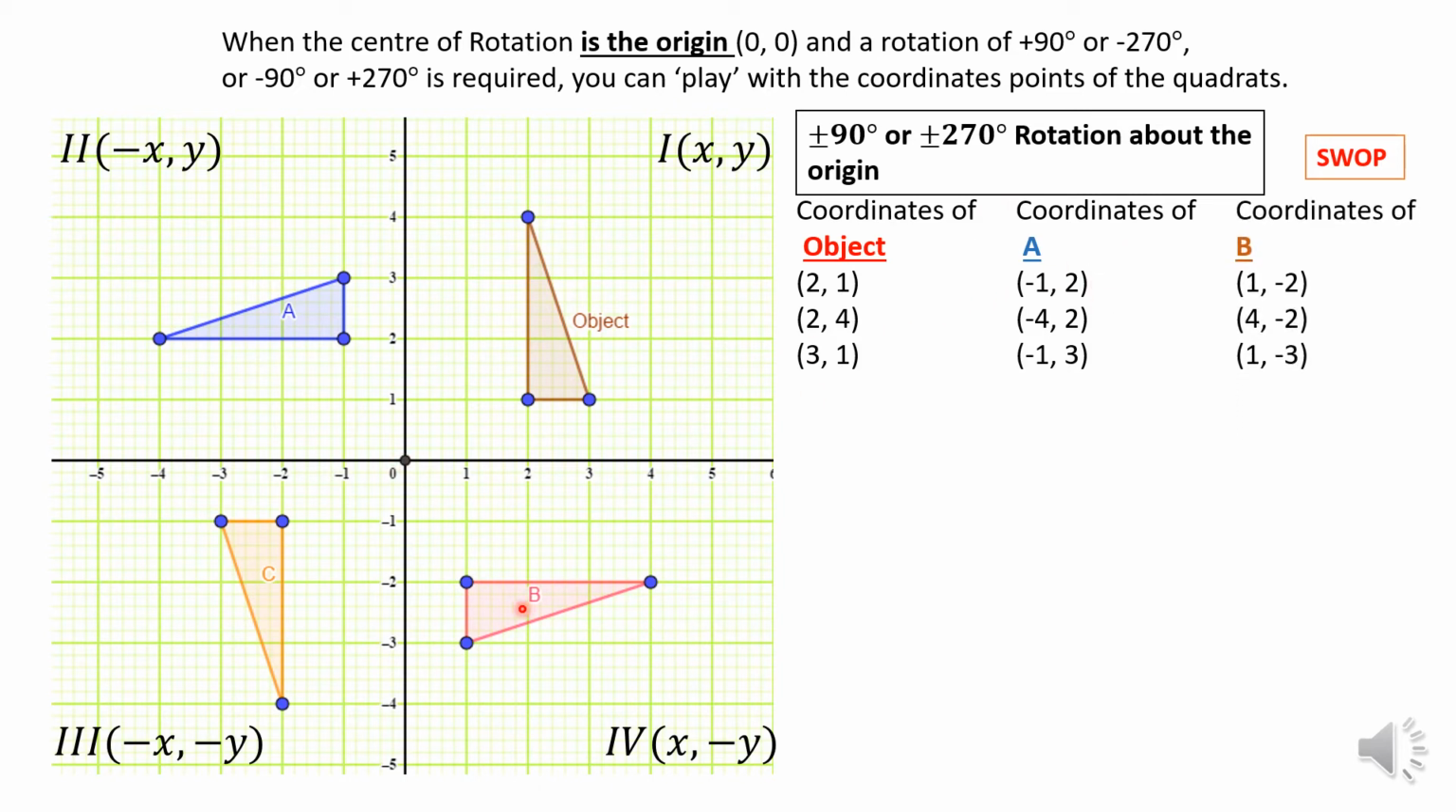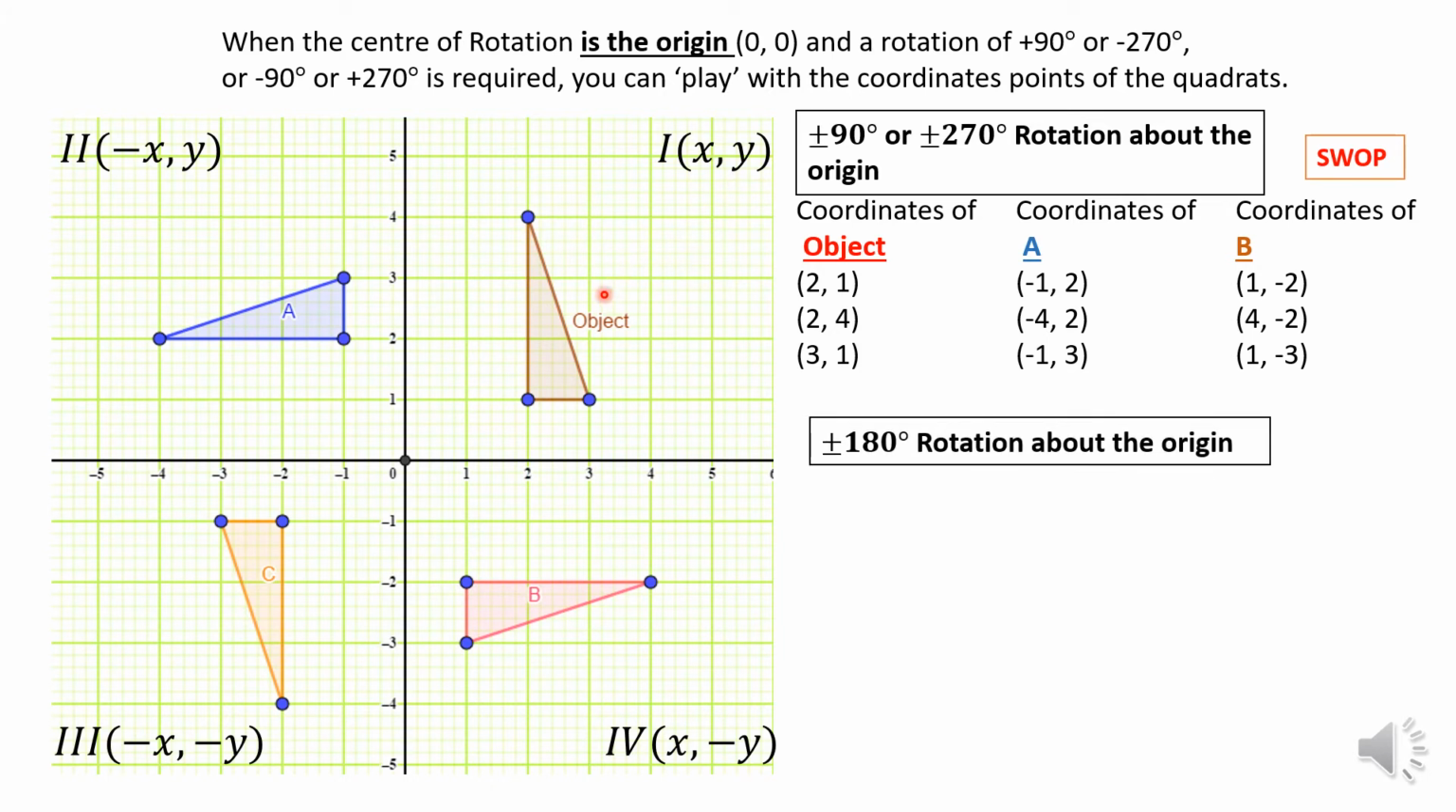So let's look at B, for example. So we know that in B, the x values are positive and the y values are negative. So if I swap around, now my y values are negative, because that is what happens in this particular quadrant here. So that is how you find 90 degrees clockwise or anti-clockwise, or 270 degrees clockwise or anti-clockwise. And if the center of rotation, I have to repeat this and stress this, is the origin, then you do this. But what if you have a rotation of 180?